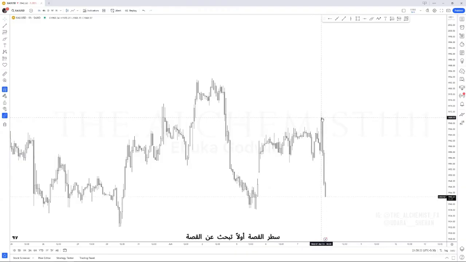First, you look for the storyline. Then you look for the entry points. Then you wait for the timing. Then you draw the trend lines. You can decide if you're going to do confirmation entries.